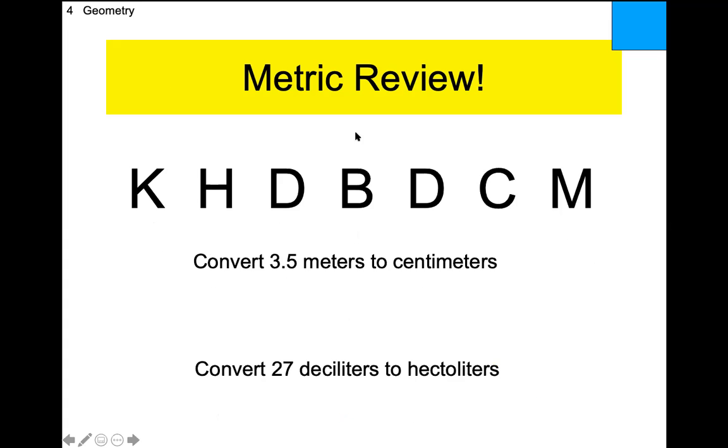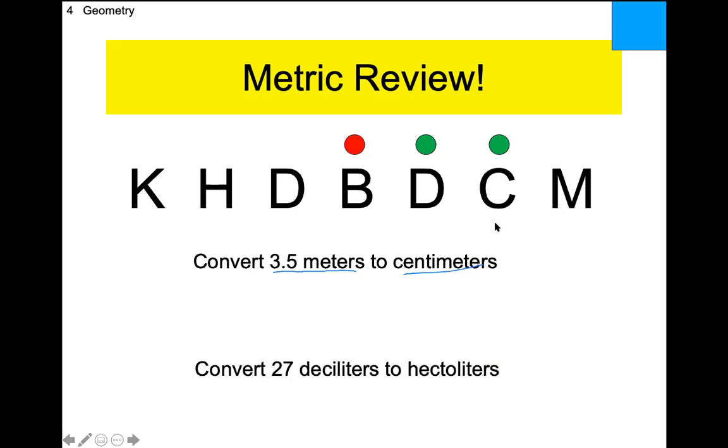So here are a couple examples. I want to convert 3.5 meters to centimeters. Here's how it's done. Step number one, you take the first unit, meters. Meters would not be the M, that's milli. Meters would be the B. So that's our starting point, and I'm going from meters to centimeters, so I'm going 2 letters to the right.